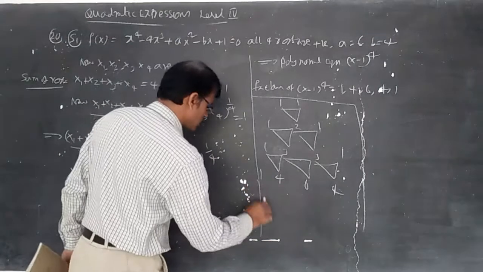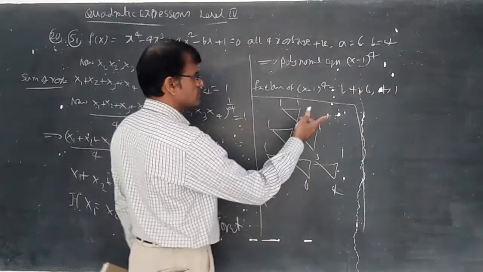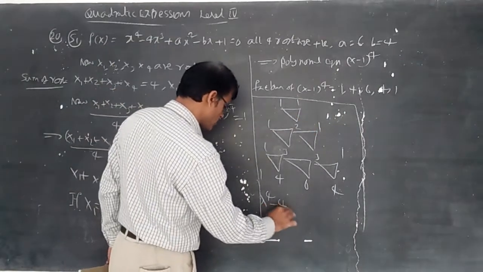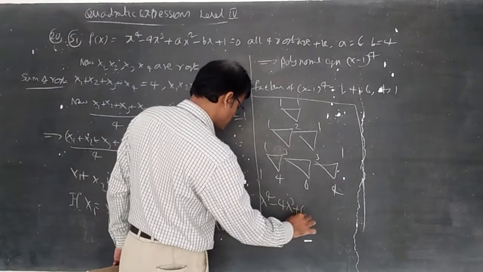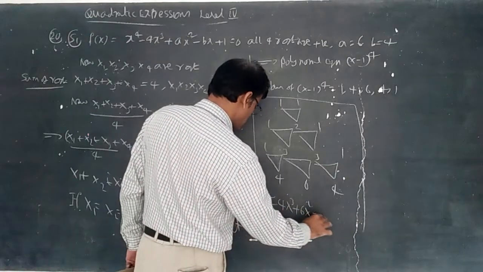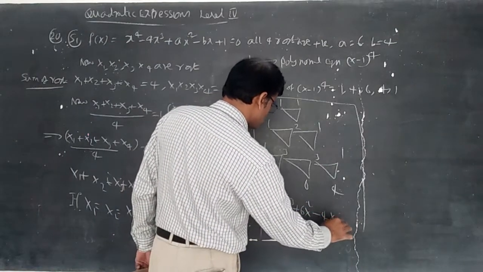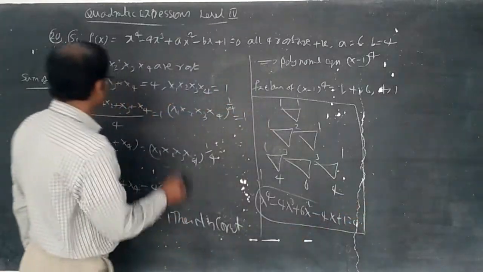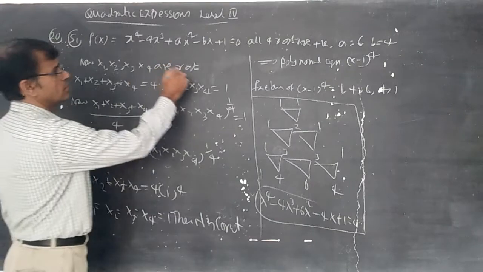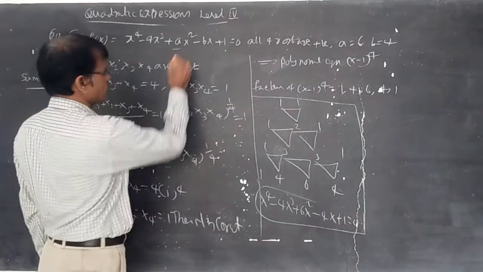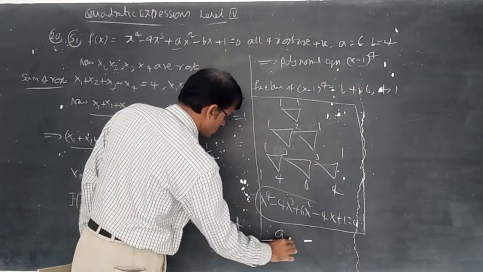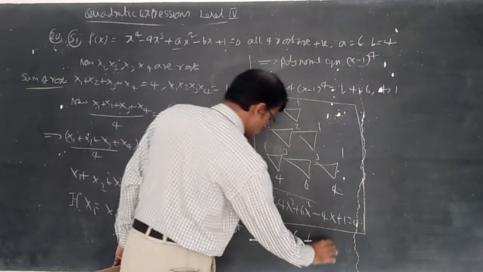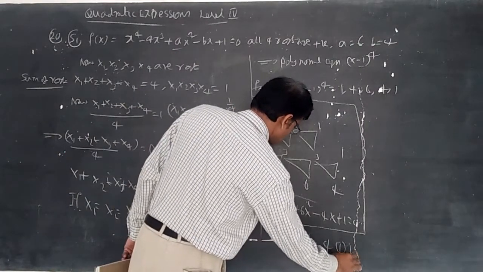So now you can write x power 4. If it is plus and minus, the series will alternate. x power 4 minus 4x cube plus 6x square minus 4x plus 1 is equal to 0. Now you can compare this with the given equation. What is a here? Compare coefficients. Therefore, a is equal to 6 and b is equal to 4. That's all. So 1 is true.